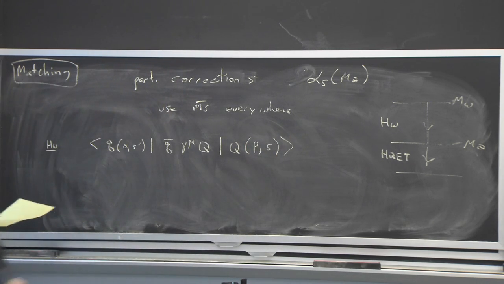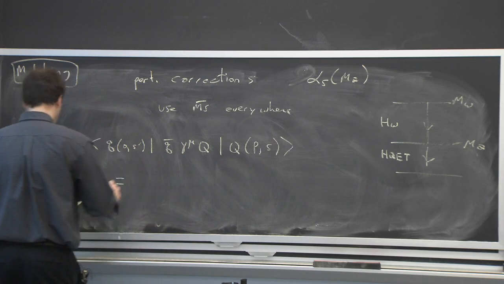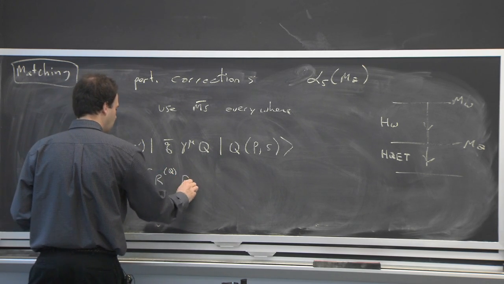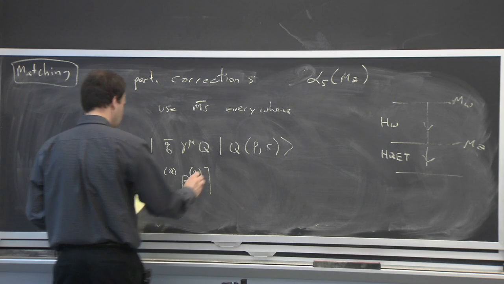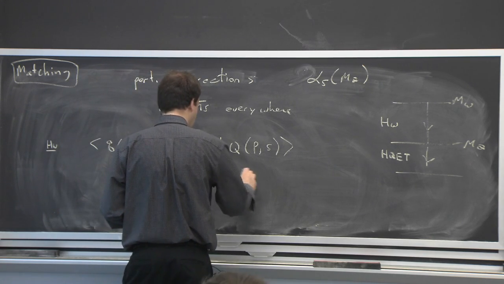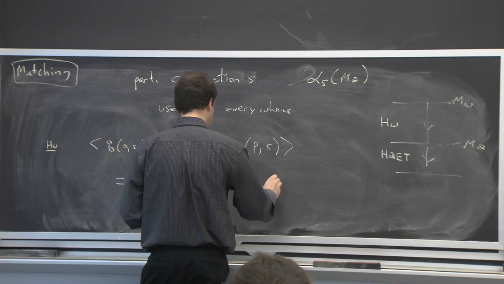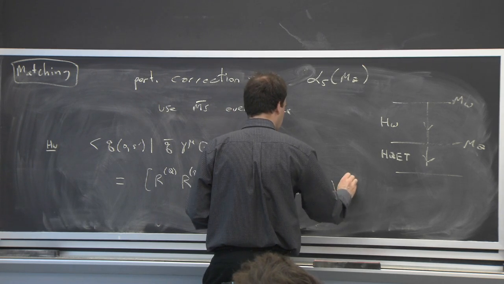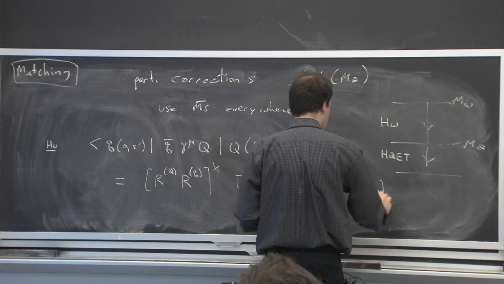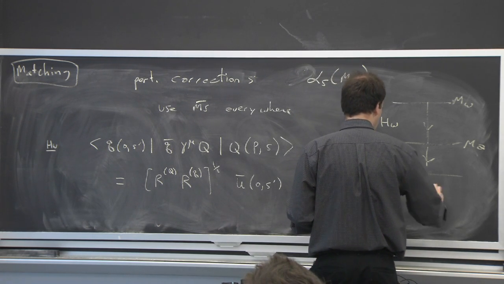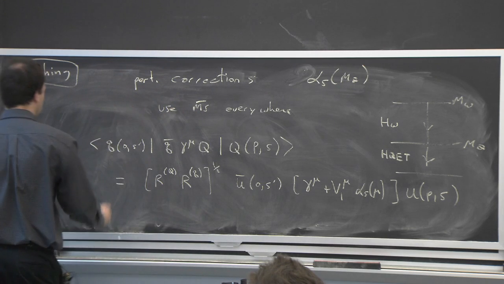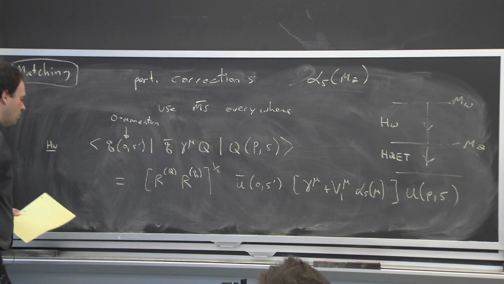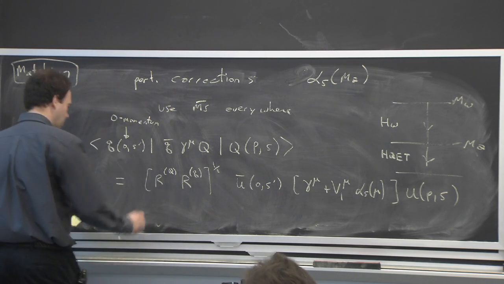So here's a matrix element that you could consider for the matching. And let me write it with a bunch of schematic objects and then explain what they are. So the u's are spinors. I'm taking zero momentum here just for simplicity. These R's are residue factors that come in.